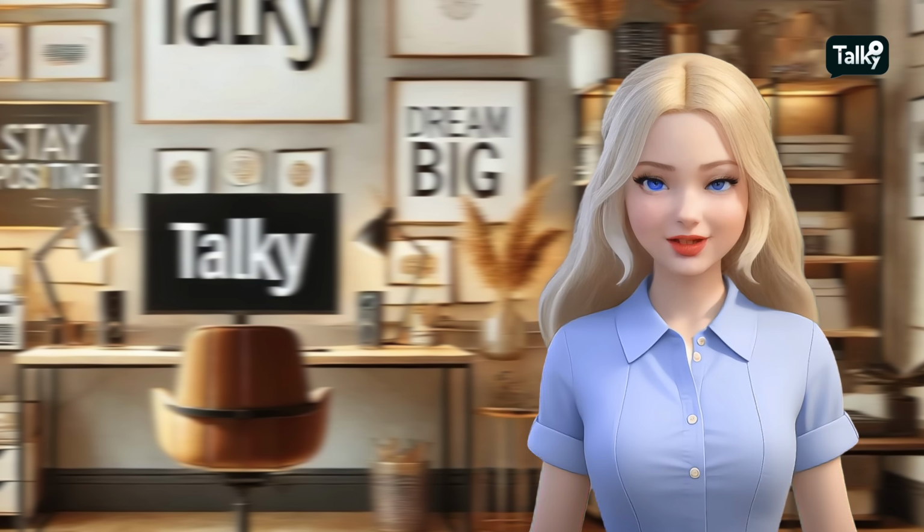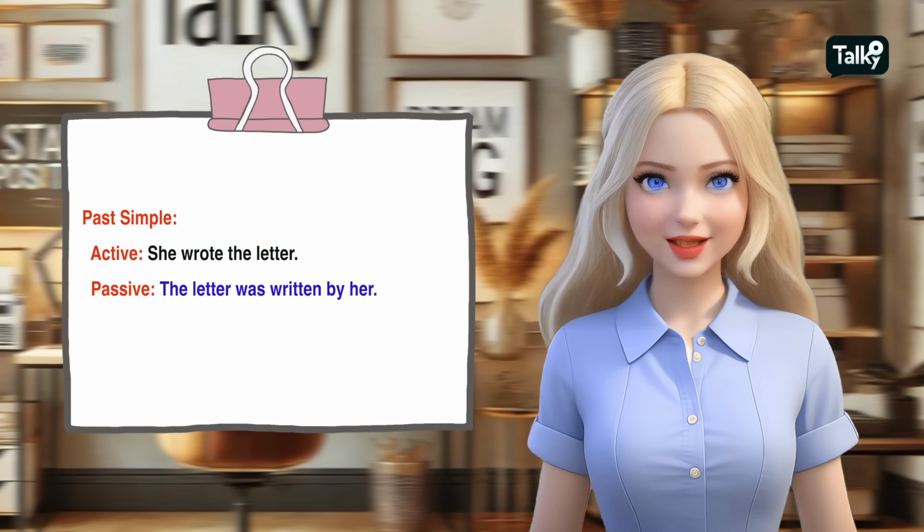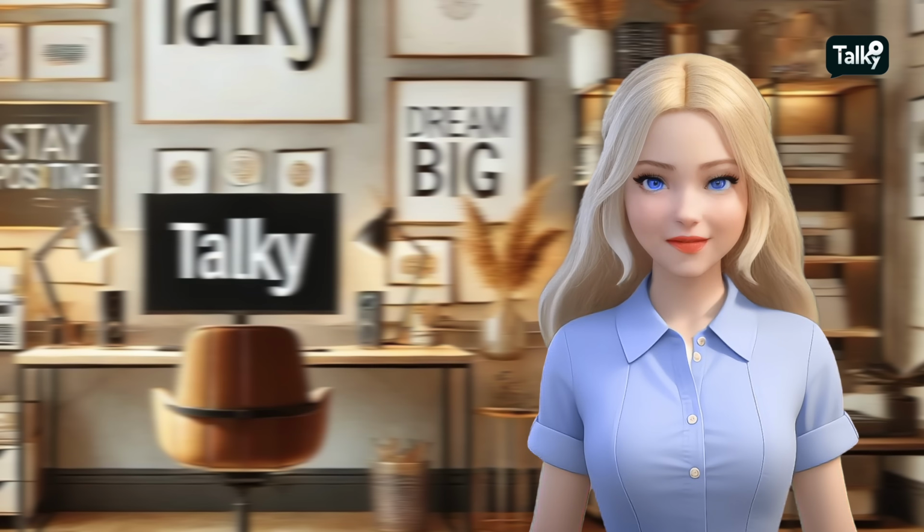Now let's look at how to convert different active tenses into the passive voice. We'll start with the simple tenses. Present simple, active. The teacher explains the lesson. Passive. The lesson is explained by the teacher. Past simple, active. She wrote the letter. Passive. The letter was written by her. Future simple, active. They will build a new bridge. Passive. A new bridge will be built by them.